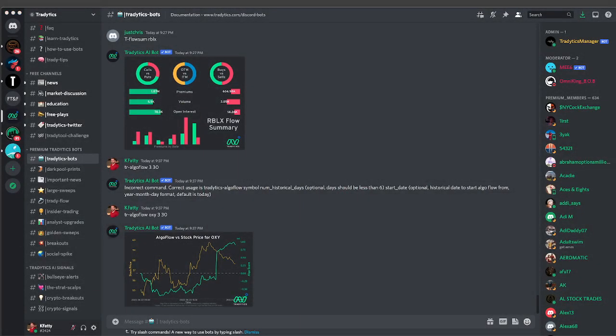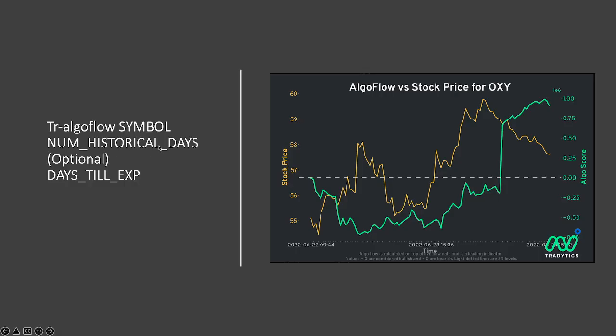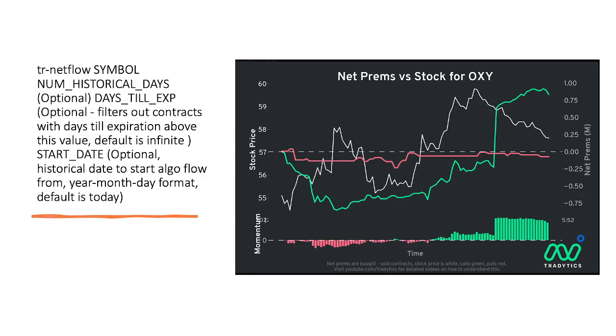So the next thing I like to do when I'm researching a ticker is, in that same channel, use TR Netflow. And again, this is the same Netflow that you see when you look at the options dashboard of a ticker, but you get some additional control over how you want to view that. So you say symbol, number of historical days cumulatively, days till expiration. And as you just saw, running the same commands is 3 days historically with 30-day expiration contracts.